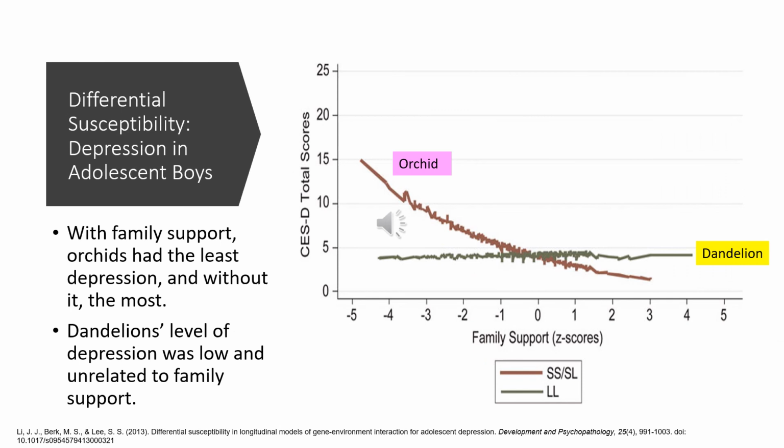And then relatedly, talking about the positives in terms of family support and depression, this was another genetic study using the 5-HTT-LPR gene associated with serotonin. Basically, the boys who were the orchids really responded to family support and had the lowest rates of depression. Those who didn't have family support had the highest rates of depression. And then the dandelions, you can see their level of support didn't influence their level of depression. So again, it's the good news, bad news, right? Orchids are going to be more susceptible to the negative, but also more influenced by the positive.